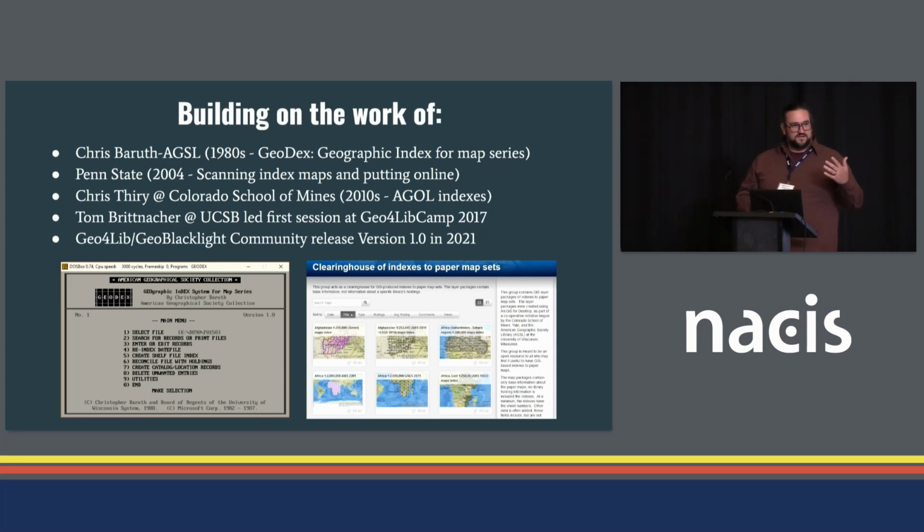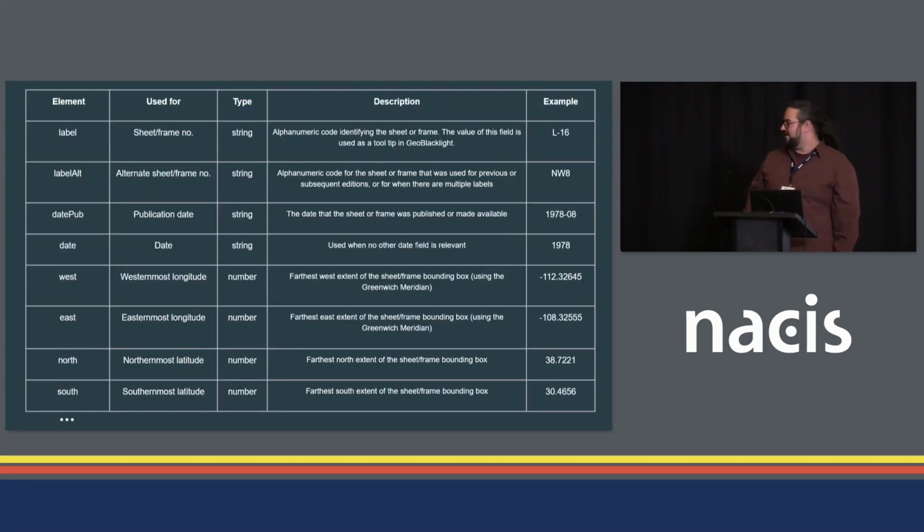A big advancement, Chris Theory from the Colorado School of Mines started using ArcGIS Online to create and share these sort of digitized index maps in shapefile format. And then really the birth of this project was Tom Brittnacher at UCSB, who led a session at Geo4LibCamp in 2017 to start thinking about what would an open index map format look like. And then throughout the pandemic, we met on Zoom and we released our first official schema in April 2021. And since then, we've been testing.